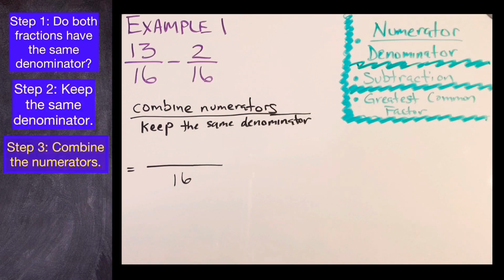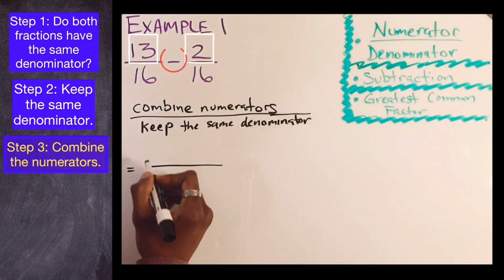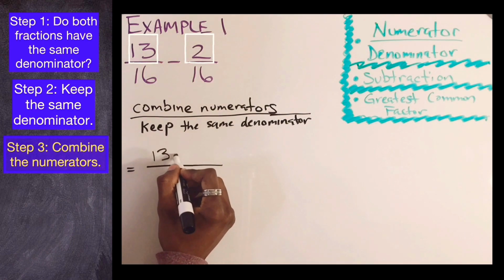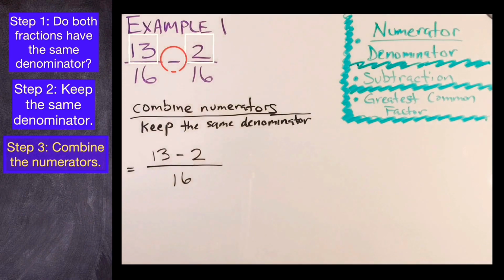Now let's look at step 3. In step 3, we combine the numerators. So if we look at our example, we see we have numerators of 13 and 2. And then they're separated by a subtraction sign. So we're simply just going to write that as our numerator. We're going to combine it. 13 minus 2 is our new numerator. All right. Moving on to the next step. Now we're just going to finish it off. We're going to finalize everything.